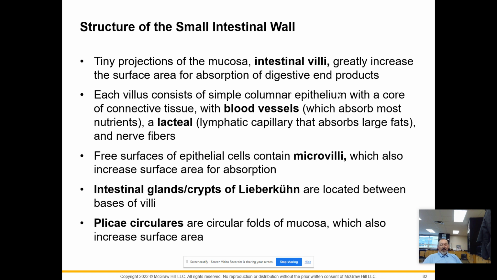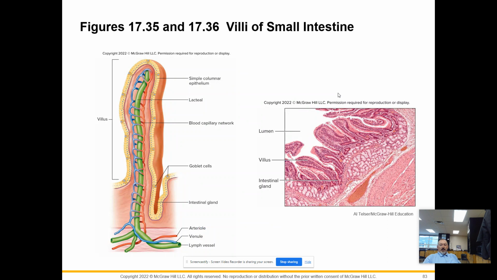That's where it's at. The free surface of the epithelial cells contains the microvilli. So not only villi, but the microvilli as well. That also increases surface area. So we're talking about surface area on surface area, literally. And the intestinal glands, like the crypts of Lieberkühn, are located at the base of the villi. So you can see the intestinal glands there.